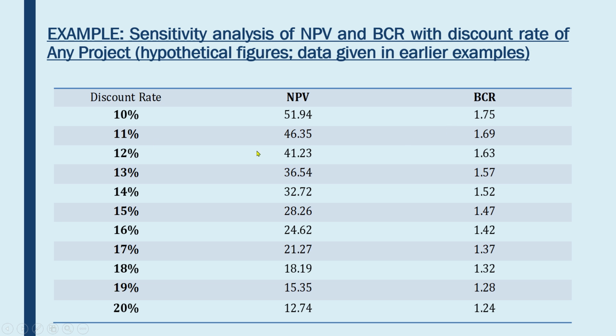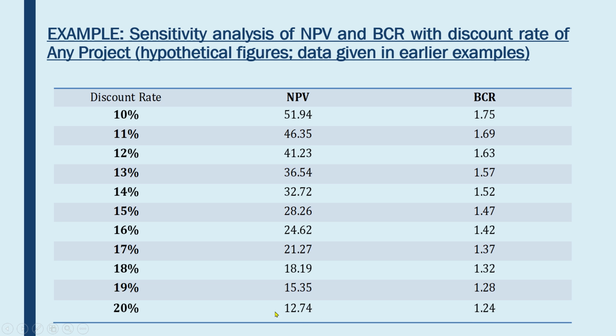That is the first row. The second is at an 11% discount rate, where you are getting 46.35 million and 69 cents on the $1 investment. Similarly, going directly to 18%, your NPV has reduced to 18.19 million and you are getting 32 cents on the investment of $1. And lastly, at a 20% discount rate, you are getting an NPV of 12.74 million, and the BCR is 1.24, so you are getting 24 cents on the investment of $1.